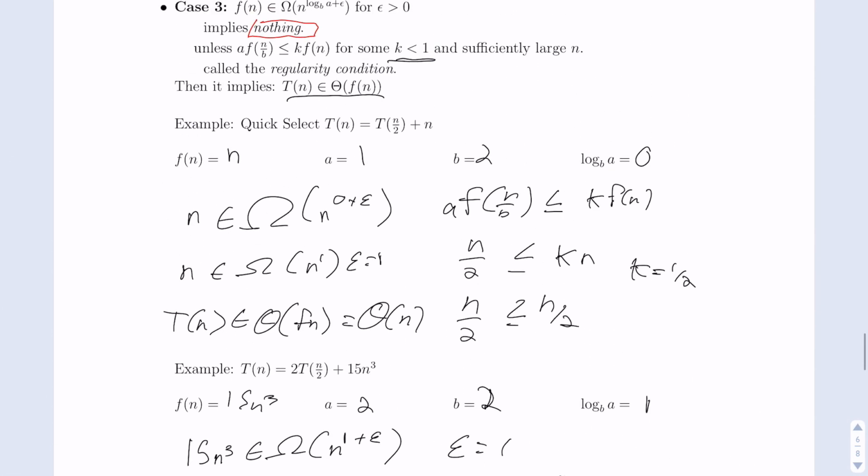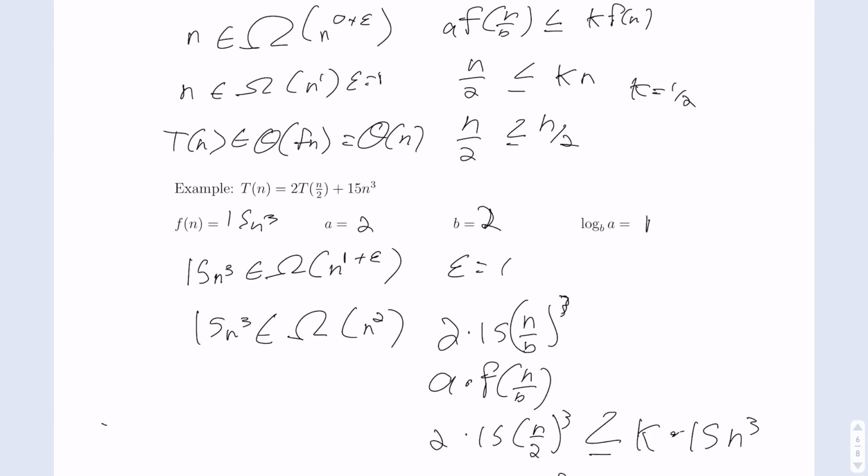We go back up here. What's our solution? T of n is now theta of f of n. So we get T of n is theta of 15 n cubed, which is just theta n cubed.